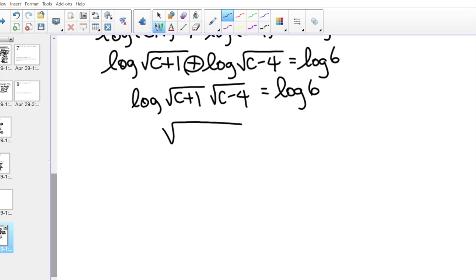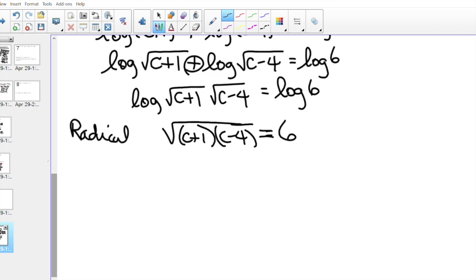Now, if we're solving and you've got logs on both sides, we just drop them. But let's go ahead and remember, when you're multiplying radicals, you say inside times inside, and the answer stays inside the radical. Nope, we don't write the log. We're getting rid of it, so it'll be equal to 6. Now, people, we have that radical equation again.